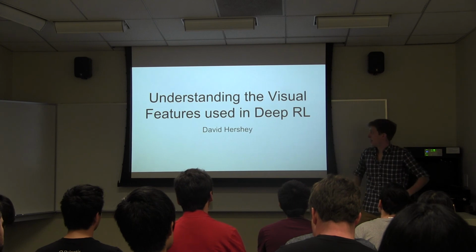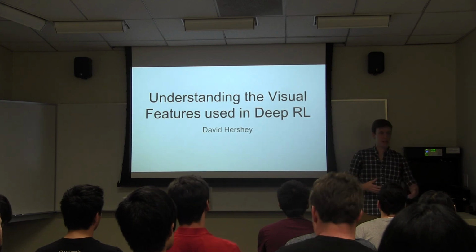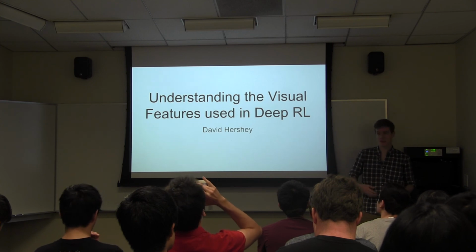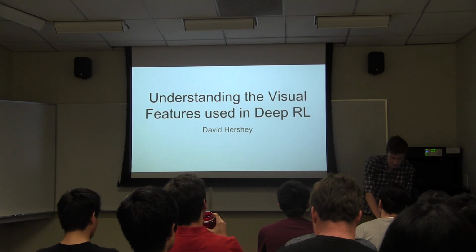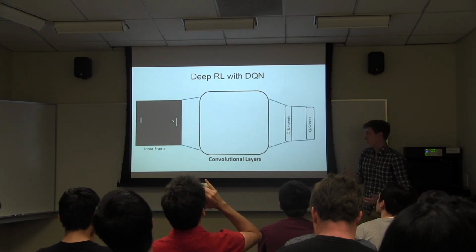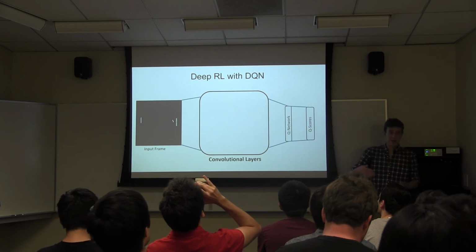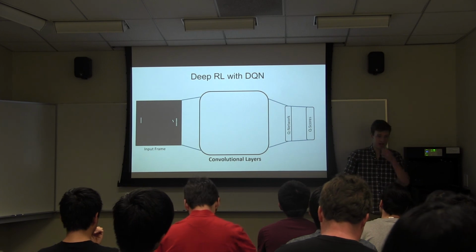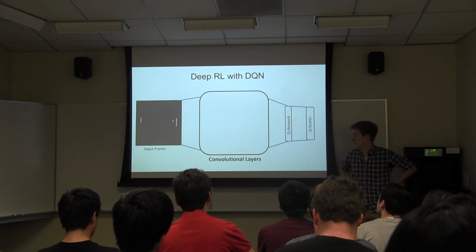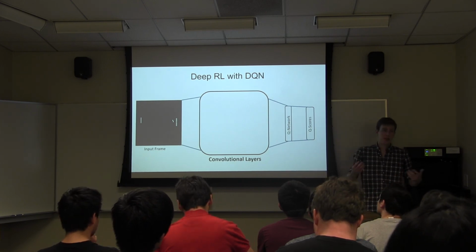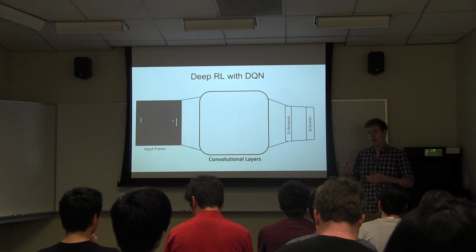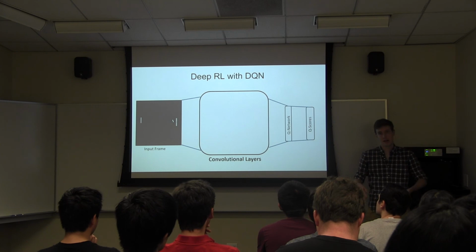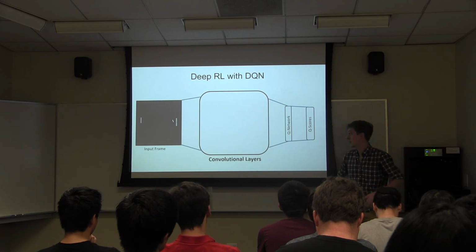Hi, I'm David, and I've been working on trying to understand some of the visual features used in deep reinforcement learning, so inside of a convolutional neural network. Just a primer: when you say deep reinforcement learning, what are you doing? You're taking generally some sort of input frame, a lot of times a vision problem. You're passing it into a convolutional neural network, and then you're using the learned features from that network to do some sort of reinforcement learning: Q-learning, policy gradient, whatever.